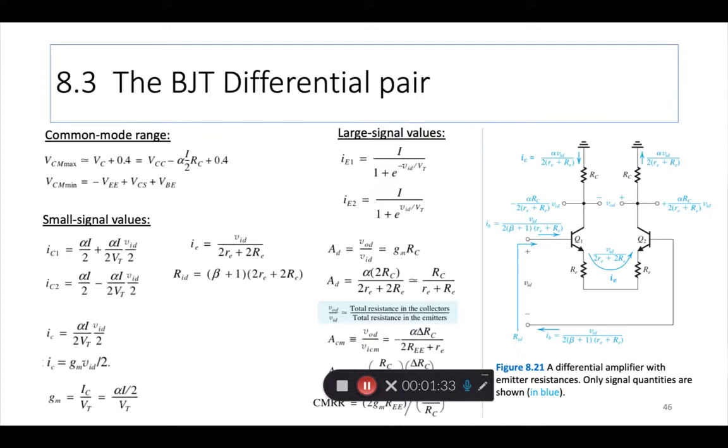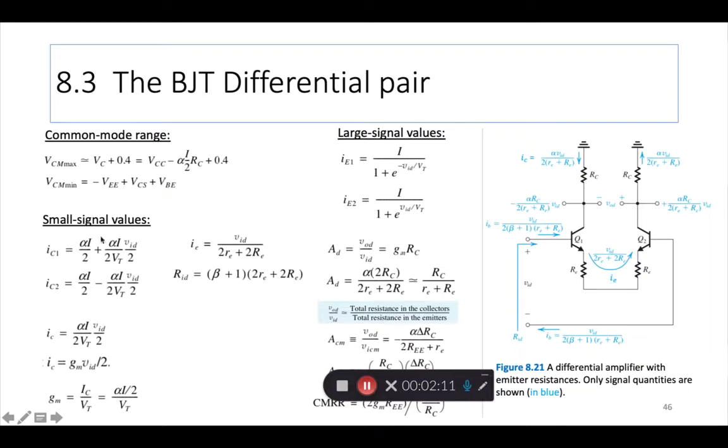Here, in slide 46, I've tried to capture all the formulas related to the BJT differential pair, including how you find the common mode range, common mode maximum and common mode minimum, large signal values. If you haven't seen these before, they have MOS counterparts.